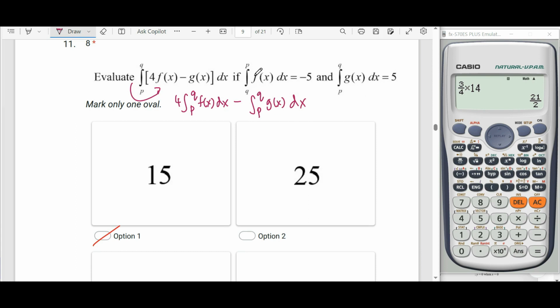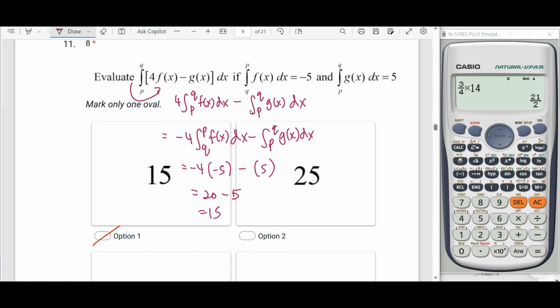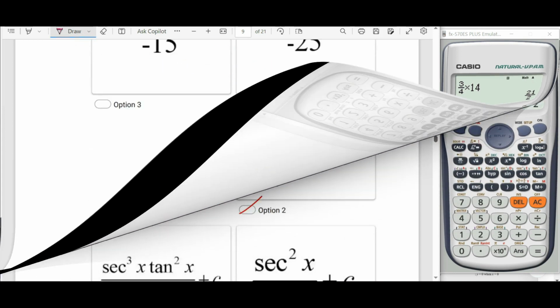But for function f(x), the integral is from q to p. So we inverse the limit. It will become negative. Come back to the integral from q to p of f(x) only. Then we substitute. This is negative 5. This is 5. 20 minus 5. So it gives us 15. So here we go, our answer.